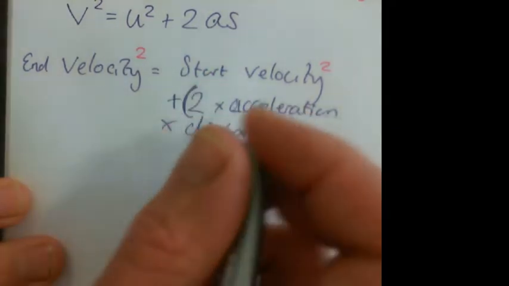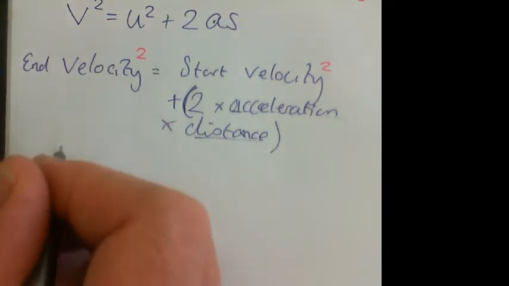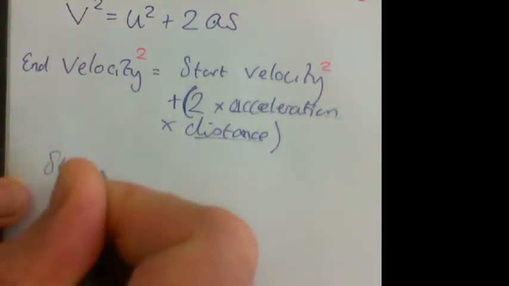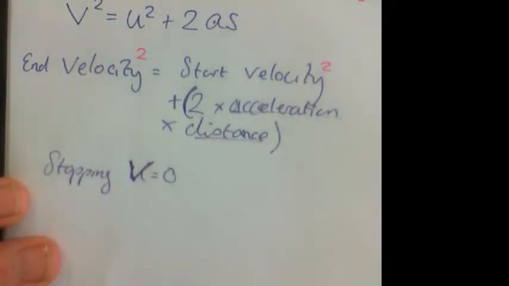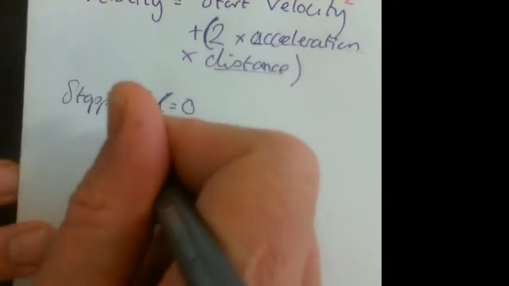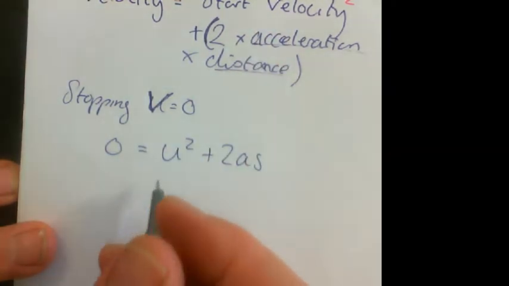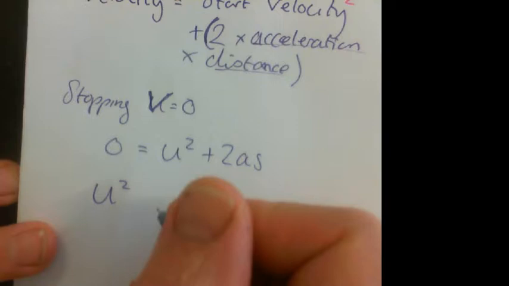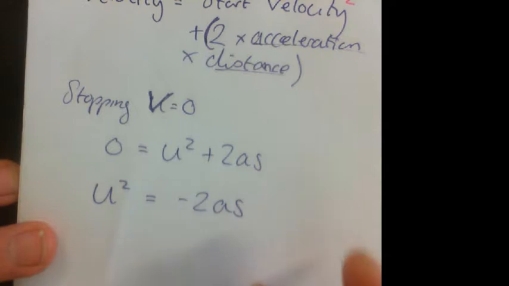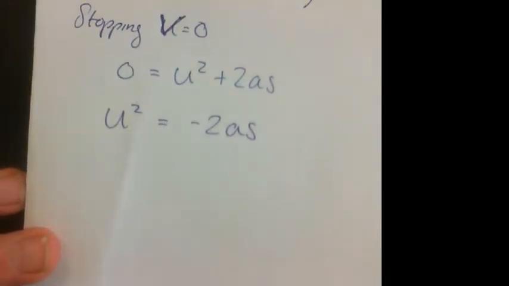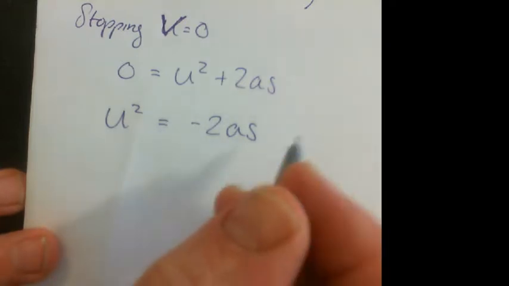And if you're thinking about stopping, then you know that your end velocity v is going to be 0. So if we're talking about stopping, then v will always equal 0. So then you can say that 0 equals u squared plus 2as. And then we can just rearrange this slightly, so we can say that u squared equals minus 2as.